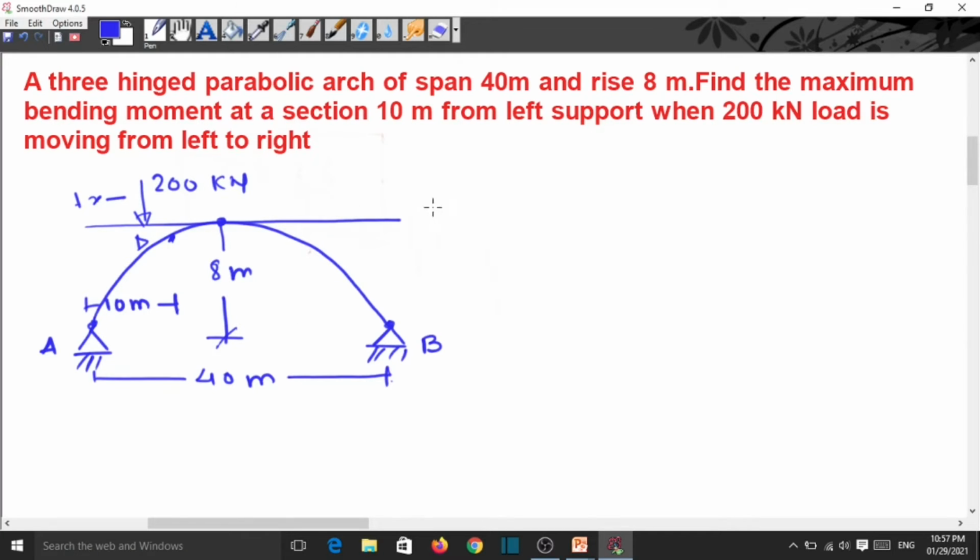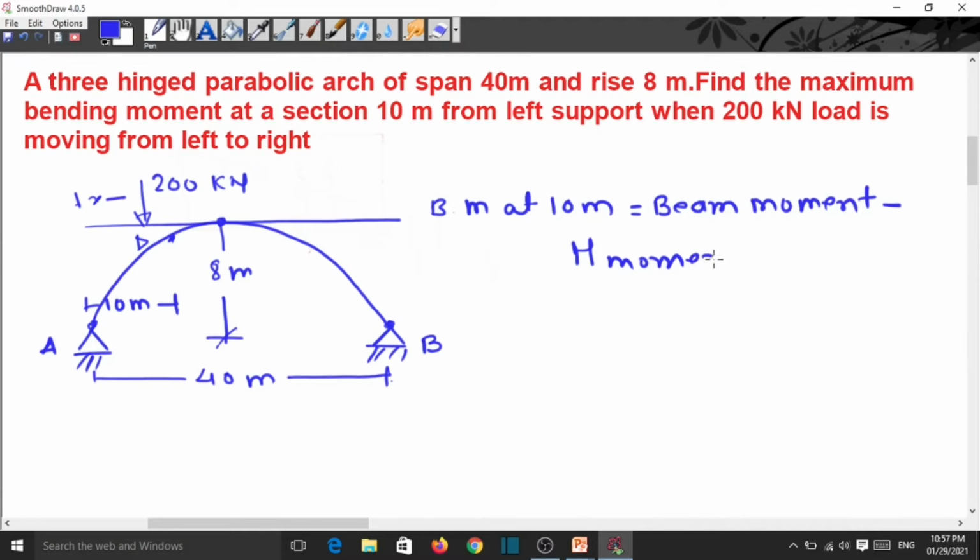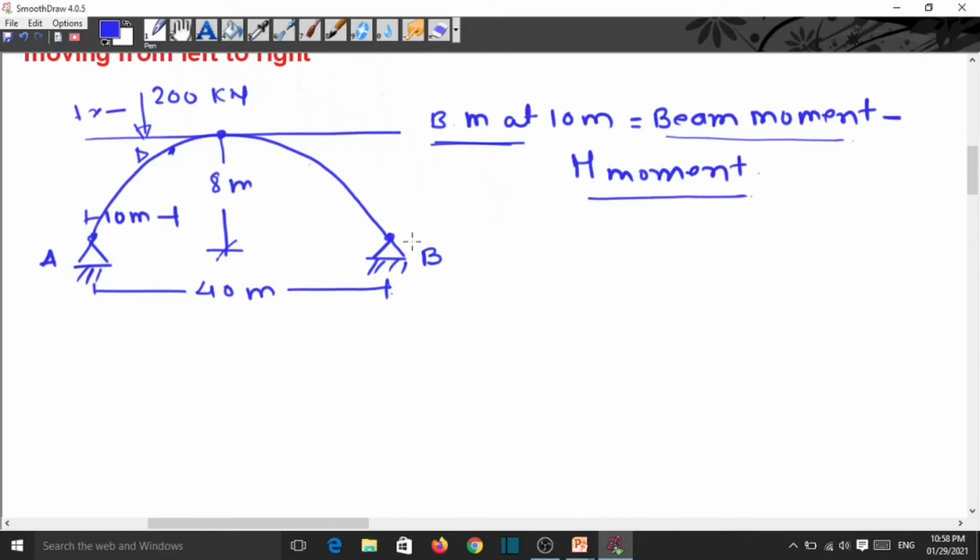So we know the equation of bending moment at 10 meter is equal to the beam moment minus the H moment. So we have to draw the ILD for the beam moment and also the ILD for the H moment, so that we get the bending moment at a section 10 meter from the left end.